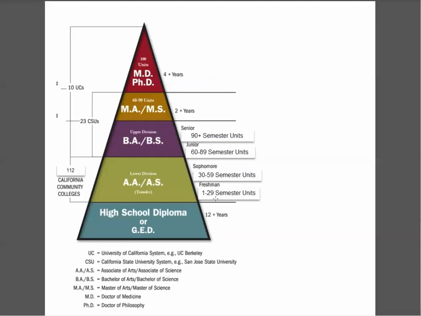We're talking semester units because this is a course on semester basis. Once you're at 30, you're considered a sophomore, 30 to 59 semester units. Once you have 60 semester units, that is when you're considered a junior and when you're going to be going to the other college, the other 4 year to do your upper division coursework and your major.